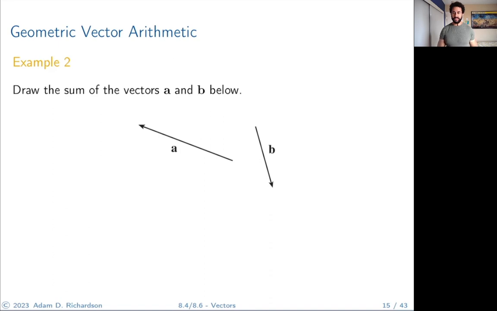All right. So let's do an example. Let's draw the sum of the vectors a and b below. And I'm going to cheat just a little bit and use my technology here so that my lines won't be as wiggly. But here's the vector a. I'm just going to trace it. Okay, and then here's the vector b. All right, and if I want to do the sum of those two vectors, let me copy this here. Here's a. And then here's b. There we go. So this is the vector b.